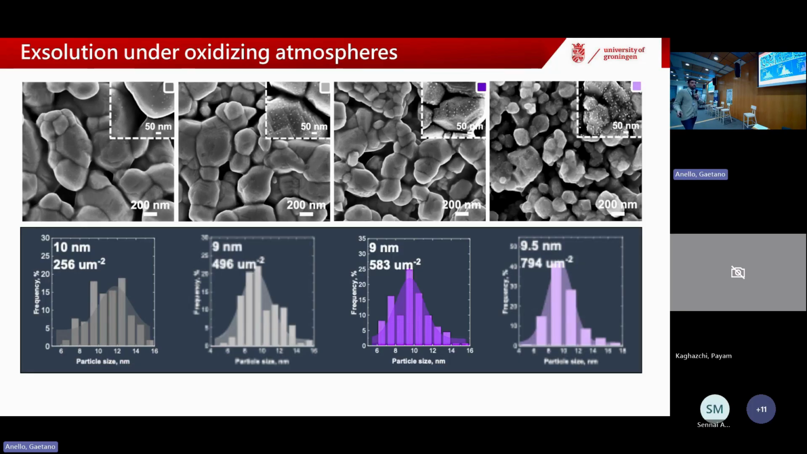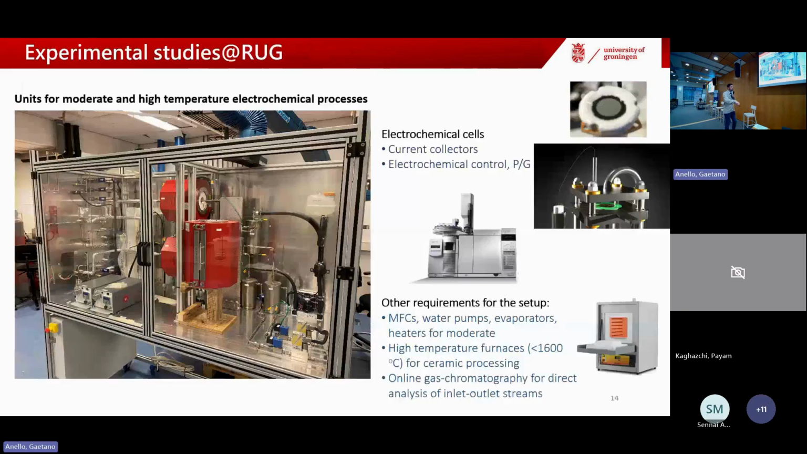Okay, all this nice, very nice story, Vasilis has told us, but the question is, what about the performance? So we made button cells. This is the configuration that we have at the University of Groningen with the furnaces. This type of setup is connected with a gas chromatograph and a mass spectrometer, so we can also analyze the products that are coming out of the cell and evaluate Faradaic efficiencies.